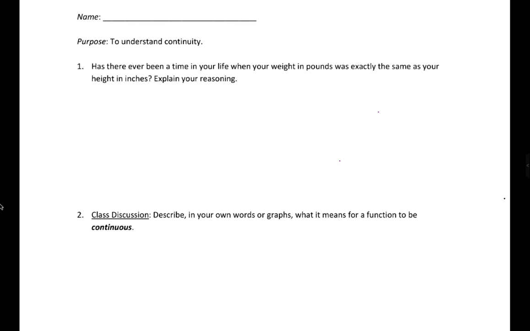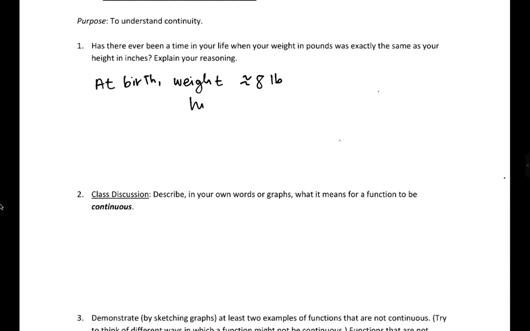So let's assume, correctly or not, that at birth our weight was about 8 pounds. You might have weighed 6 pounds or 10 pounds, but it's going to be somewhere approximately that much. And then let's say that your height at birth was approximately 18 inches. So you might have been a slightly longer or shorter baby, but you wouldn't have been too much different. And I think the important point is that when you're born, your weight in pounds is less than your height in inches. But then think about now, right?